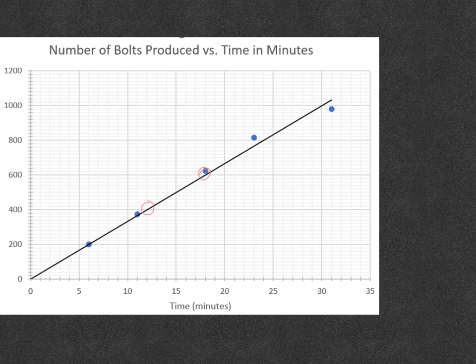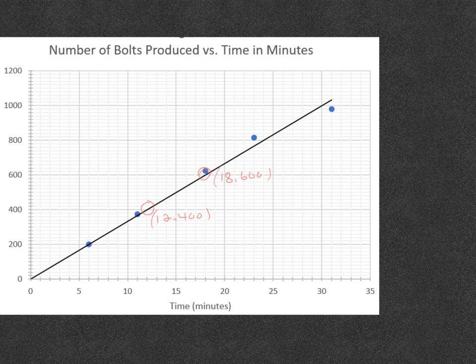Once you have your data points plotted, then you draw a best fit line. So I had the computer add the trend line for me. To get the slope, you identify 2 points that appear on an intersection of a grid line. So I chose that point there and that point there. Now the first point, by reading my graph, has coordinates of 12, 400, and the second point is 18, 600. Those are my x, y values.